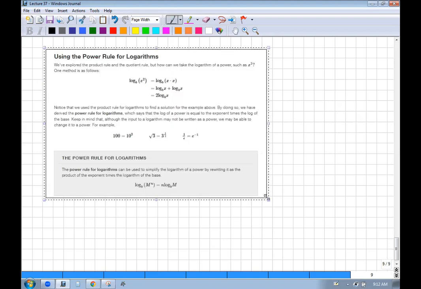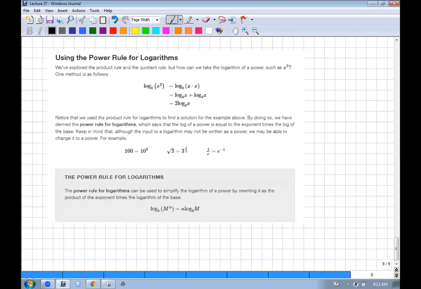So they tell us here that you could take the exponent and put it out front. Or you can go the other way. You can take a number out front and make it the exponent. Okay.